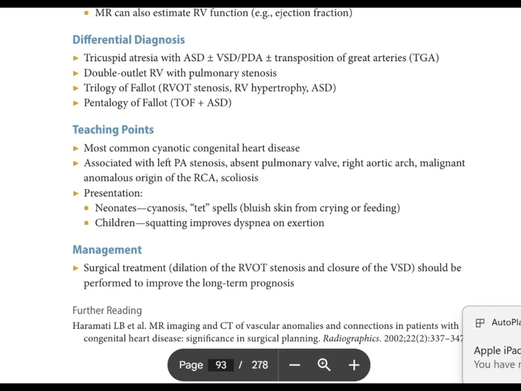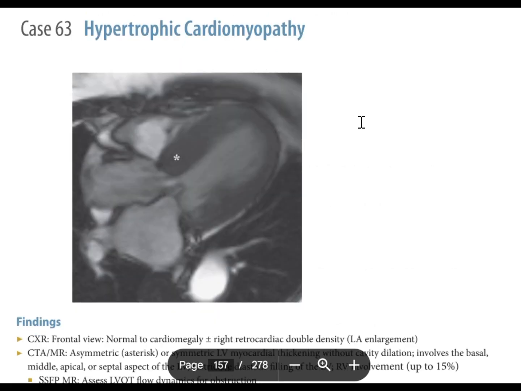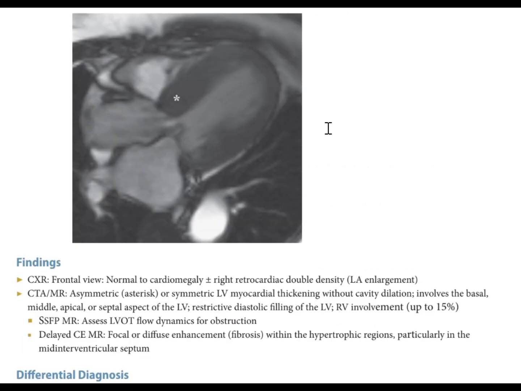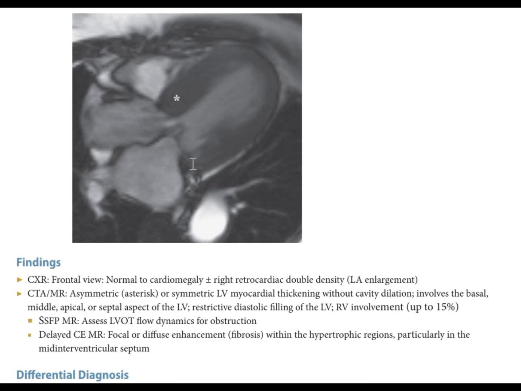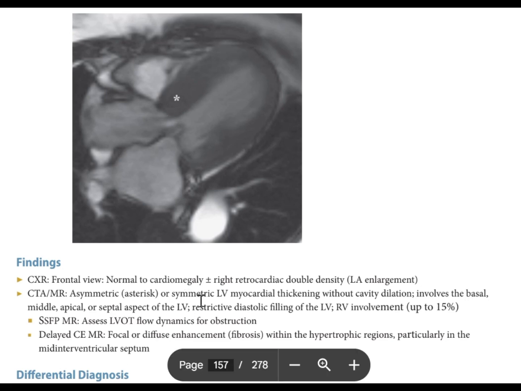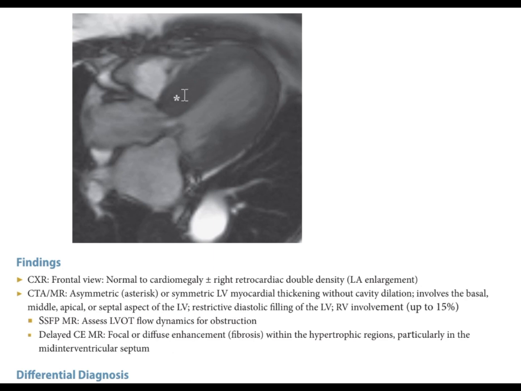So that's it. This is an example of hypertrophic cardiomyopathy. On MRI, there will be left ventricular wall thickening, maybe symmetric or asymmetric, involving the basal, middle, apical, or septal aspects. Here involving the septal aspects of the left ventricular wall.